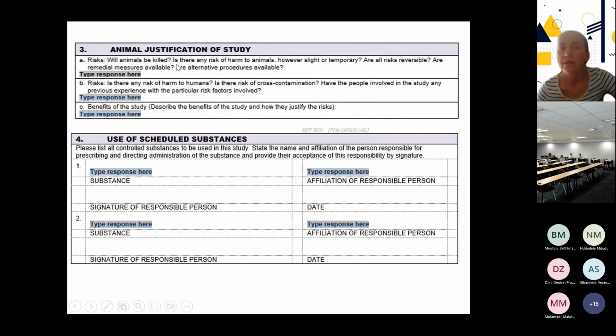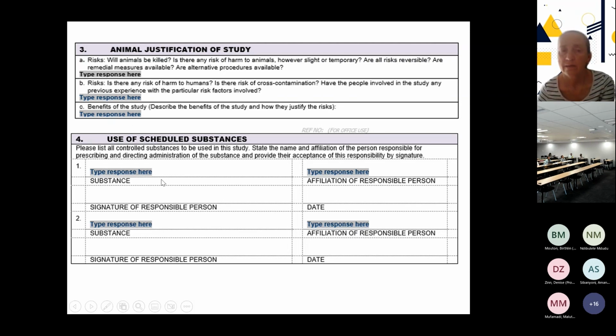Animal justification, if animals must be killed, how many? What is the risk of harm to humans? Because sometimes if you work with animals, you can be bitten by the animal or scratched by the animal. So what is the risk, the harm and the benefit? Always the weighing up of the two. And then the benefits of the study must be very clear. Can the study be done without animals, or are animals really critical for the study?